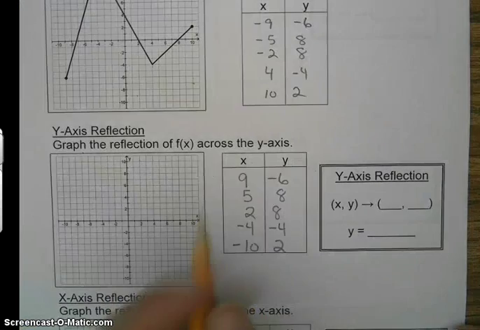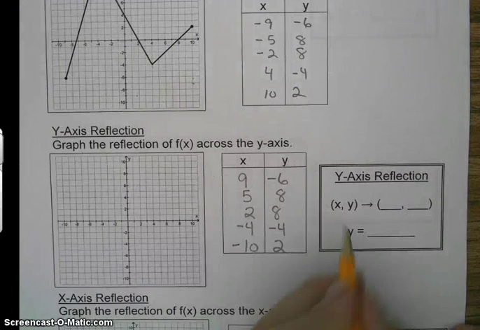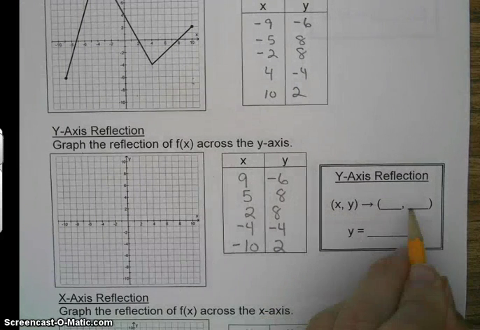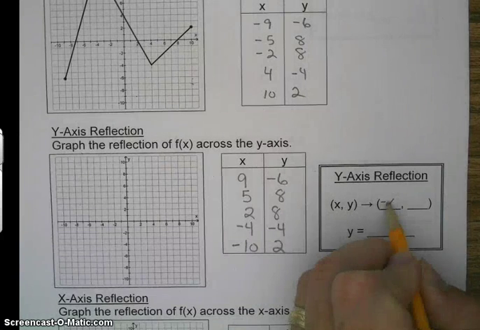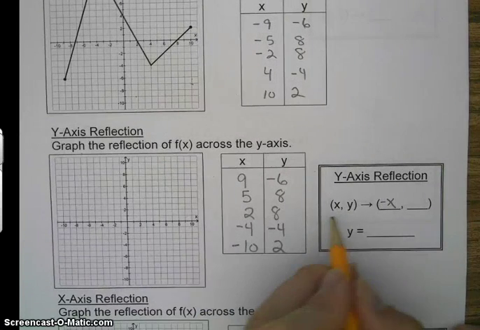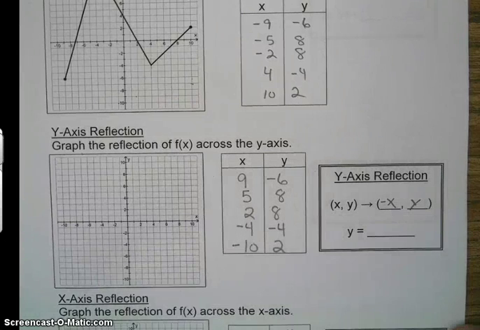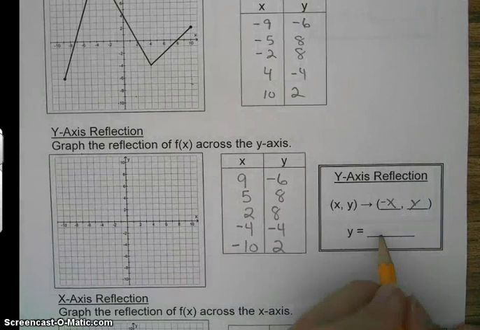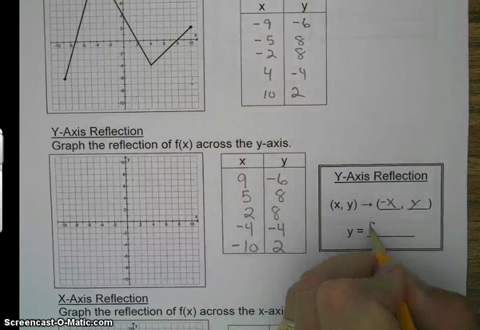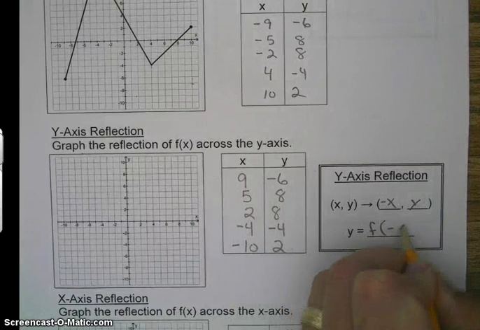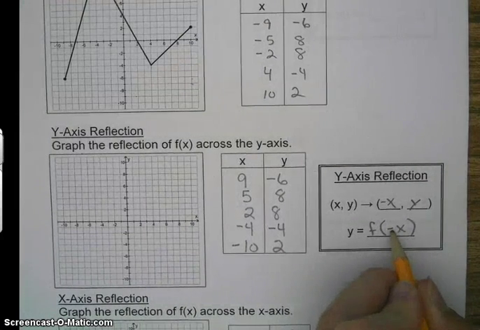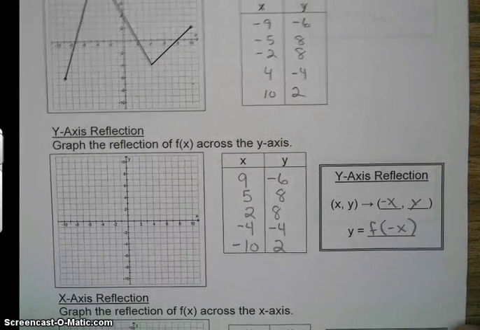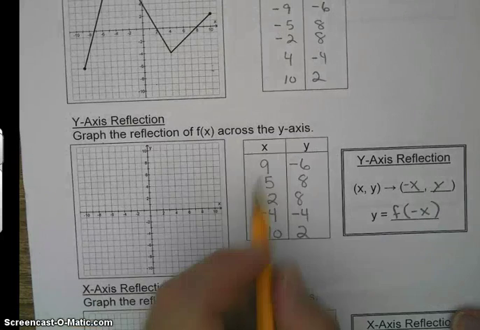So the rule here for a y-axis reflection, going from a point to the reflected point, is the opposite of x, or -x. And then the y coordinate stays the same. And using function notation, this is what it would look like. We're changing all the x, all the inputs, we're multiplying by -1. And then we can graph the new graph.